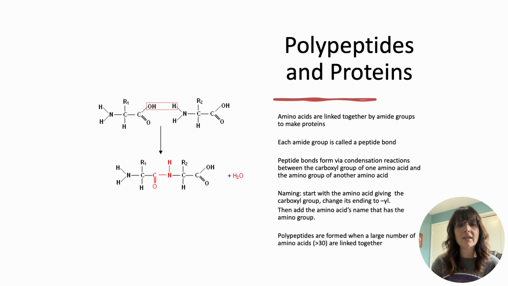Now, to name these, we're not going to spend a lot of time on this, but there is a whole naming system. You change the carboxylic group ending to YL, and then you add the name of the amino acid that has the amino group. We're not really going to stress on this though, but polypeptides are formed when large numbers of amino acids are linked together to form a protein.